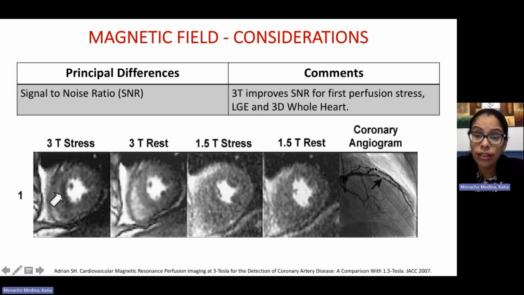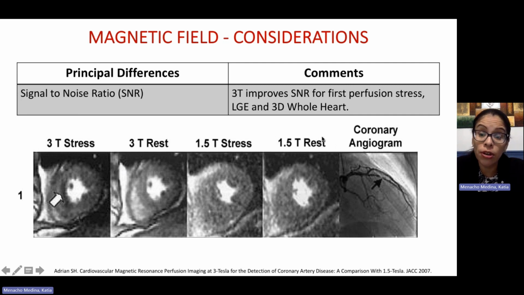The second consideration with the magnetic field in 3 Tesla specifically is assessing the SNR, the signal to noise ratio. 3 Tesla can improve your signal to noise ratio, and this is actually more helpful if you want to assess pictures for stress perfusion, for LGE, and 3D whole heart. So there should be an advantage of this magnetic field of 3 Tesla for the assessment of specifically these pathologies.